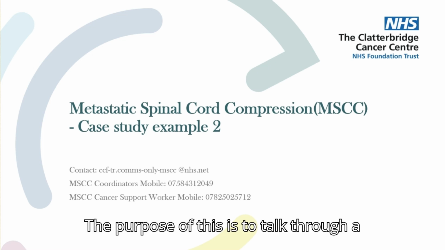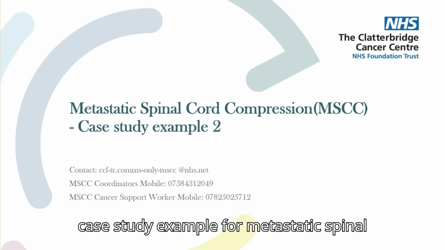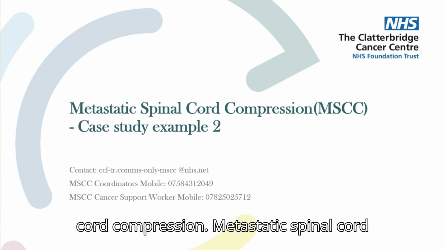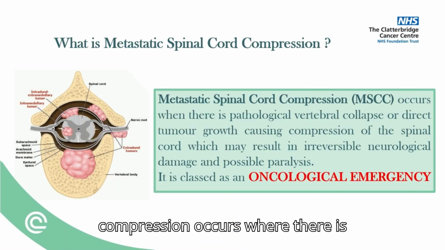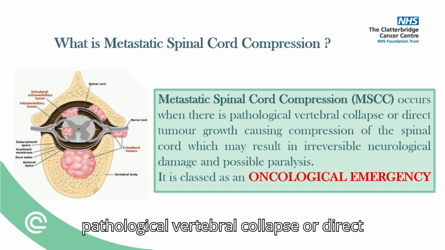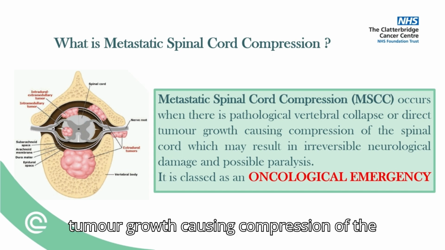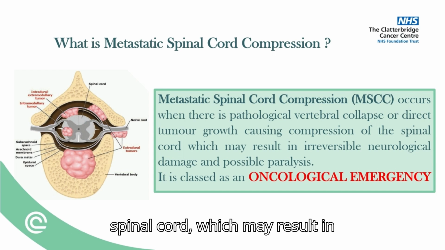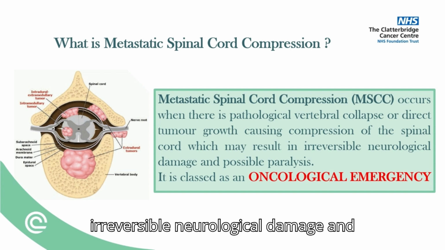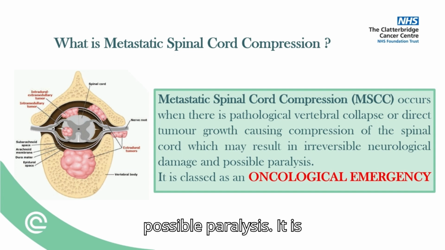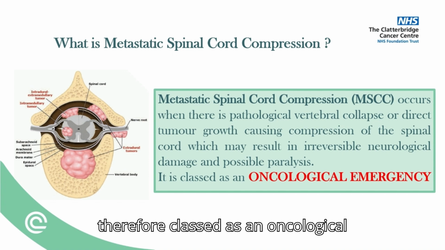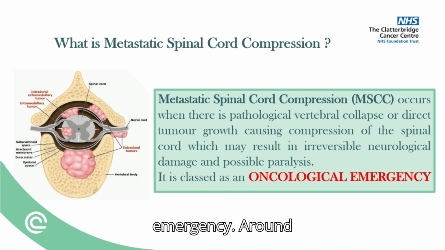The purpose of this session is to talk through a case study example for metastatic spinal cord compression. Metastatic spinal cord compression occurs where there is pathological vertebral collapse or direct tumour growth causing compression of the spinal cord, which may result in irreversible neurological damage and possible paralysis.